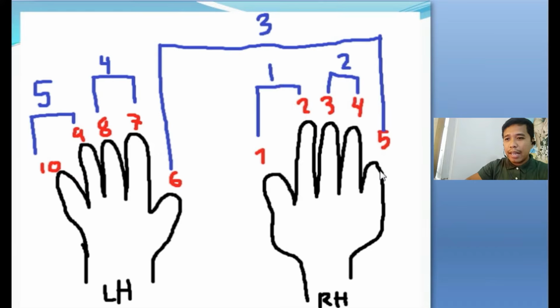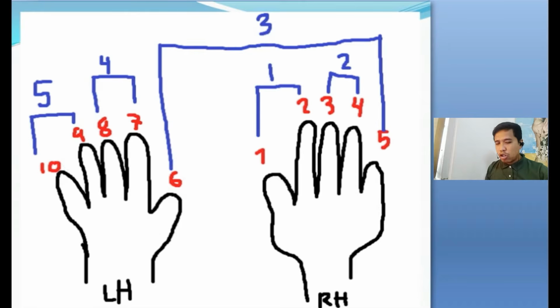Pair number 3 is fingers 5 and 6. What are 5 and 6? The right little finger and the left thumb. Pair number 4 is fingers 8 and 7. The last pair, which is pair number 5, is 10 and 9.